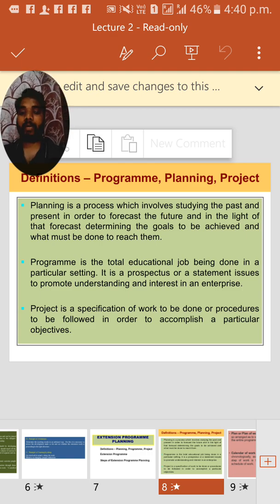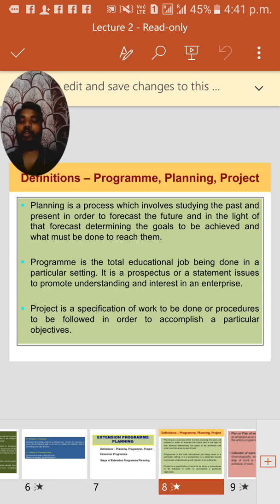What is a program? A program is the total educational job being done in a particular setting. It is the prospectus or a statement issued to promote understanding and interest in the enterprise. So a program is a total educational job. What program is going on? Suppose you are going to attend some program: what is the theme, what is the program name, which type of program. So it is related to extension program planning.